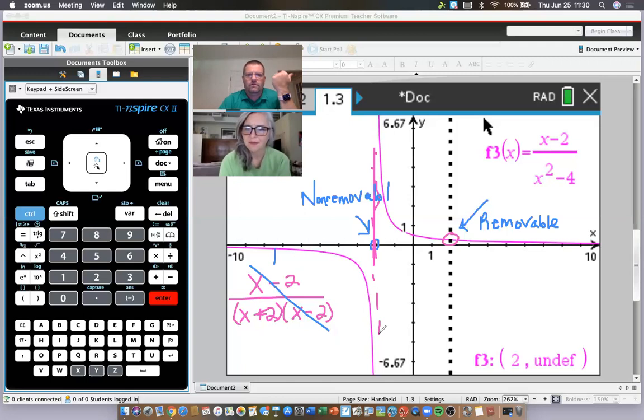In later courses, you might hear these referred to as removable and non-removable discontinuities. I bring it up because I think it helps you differentiate in your mind which one's which. If you can remove the factor, then it's removable and it's a hole in the graph. If it's non-removable, meaning you've simplified it as far as it will go and it is still in the problem, it's non-removable and it's a vertical asymptote.